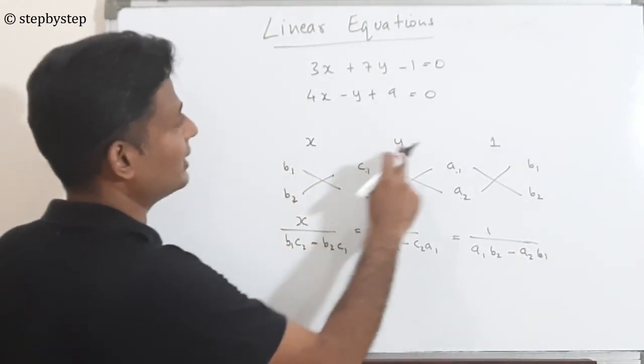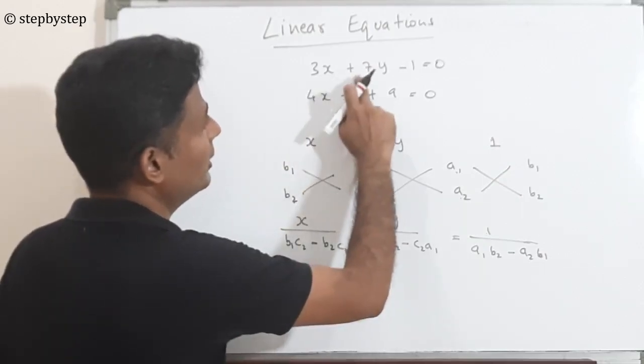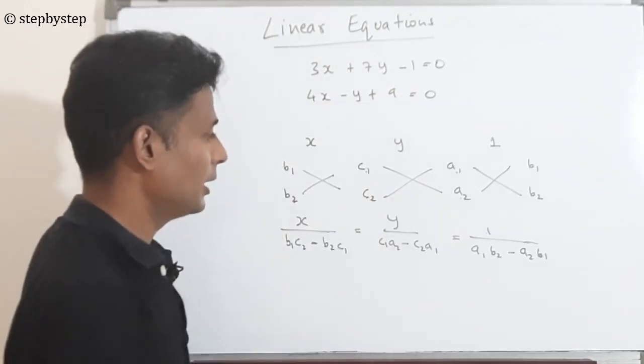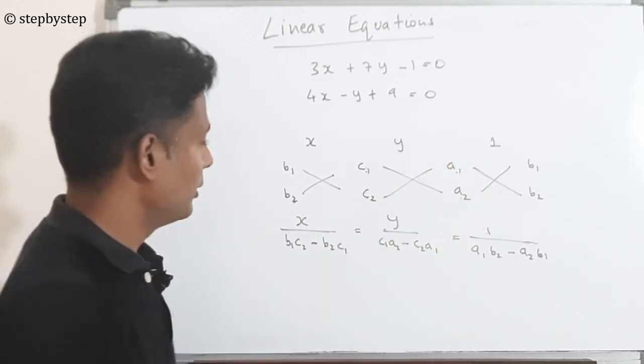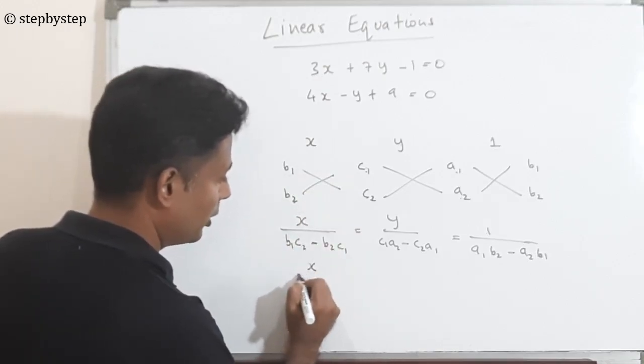Very simple, write x, y and 1. Then start with B terms. So B, C, A, B. This is what you need to remember doing this diagram. So now I can substitute the values.